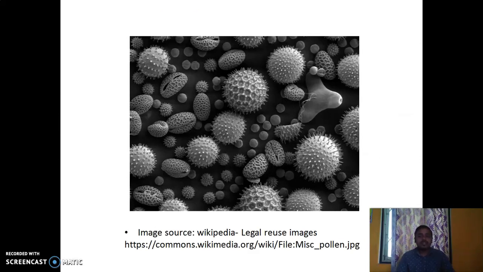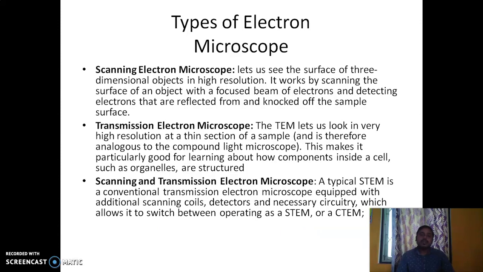This is an image captured using an electron microscope. You can see how minute and how clear even the smallest atoms look under this electron microscope. Under the electron microscope, you have 3 basic types. We can call them in short SEM, TEM and STEM. So what are the abbreviations of these 3?